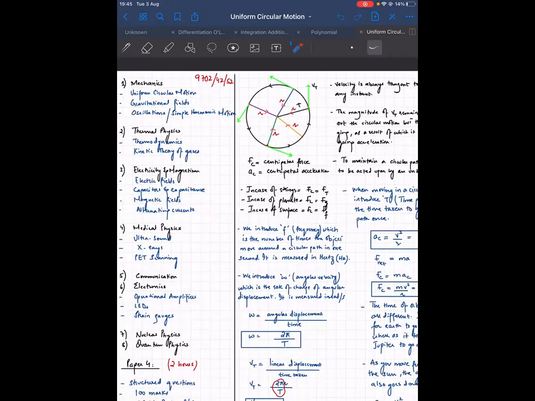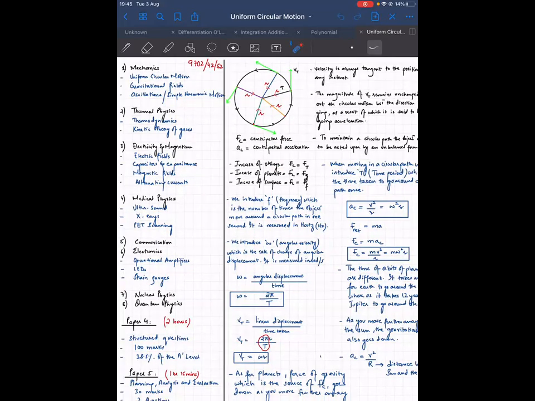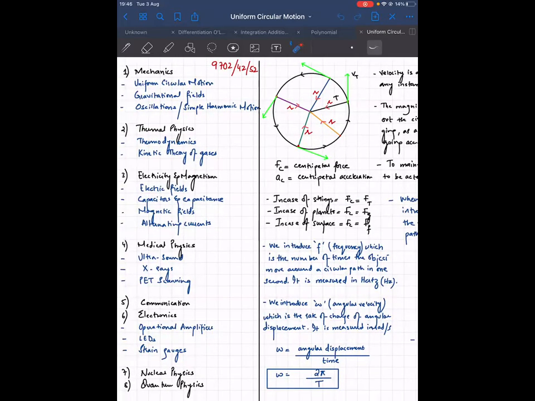Correct. Mechanics. The first section is mechanics, and we're going to cover it now. You had already covered, I reckon, seven topics in AS. I'm going to cover three more topics in A2 in mechanics, and those are uniform circular motion, gravitational fields, and simple harmonic motion.